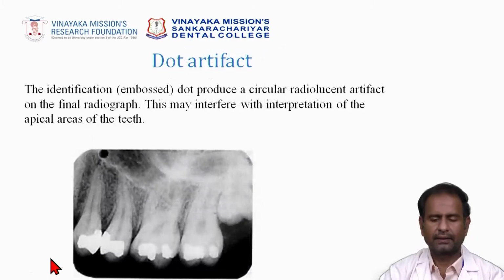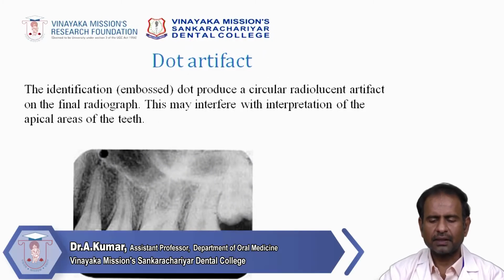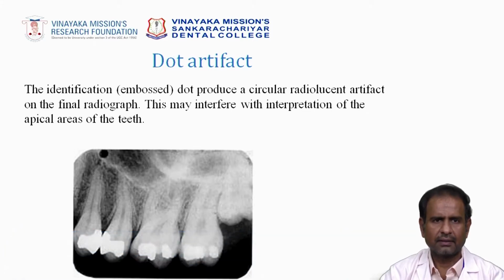Then the dot artifact. This is the identification of the embossed dot during the exposure time. After developing, the embossed dot appears as a circular, well-defined radiolucent area. It will interfere with our diagnosis.